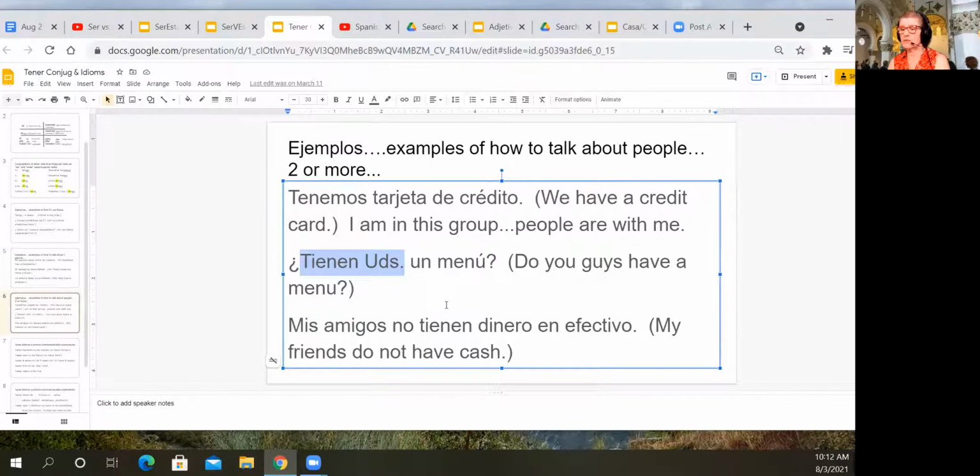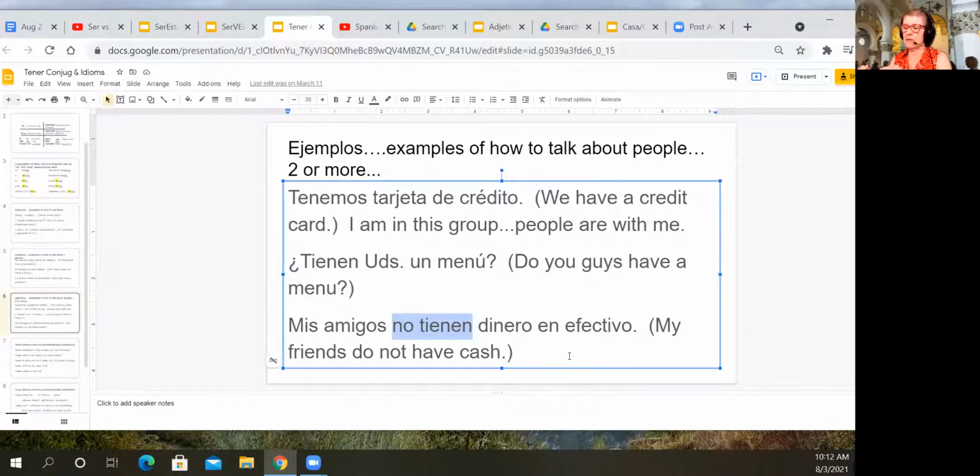You want to ask, hey, do you guys have a menu? ¿Tienen ustedes un menú? A waiter might ask. He might not know if somebody gave you the menus. ¿Tienen ustedes un menú? Do you have a menu, right? Mis amigos no tienen dinero en efectivo. It might be a negative idea. For a negative idea, no comes before the verb. Mis amigos, more than one of them, no tienen dinero en efectivo. My friends do not have cash.